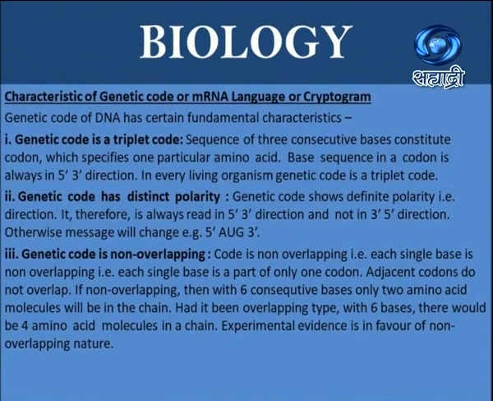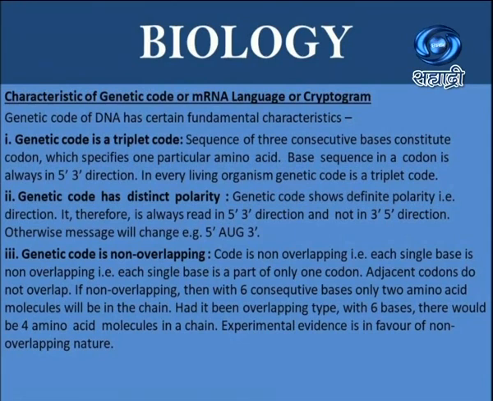Now today we want to see the characteristic features of genetic code, which is also called the mRNA language, or the cryptogram. Genetic code of DNA has certain fundamental characteristic features. Number one, genetic code is a triplet code. A sequence of 3 consecutive bases constitutes a codon, which specifies one particular amino acid. Base sequence in a codon is always from 5' end to 3' end direction. In every living organism, genetic code is a triplet code.